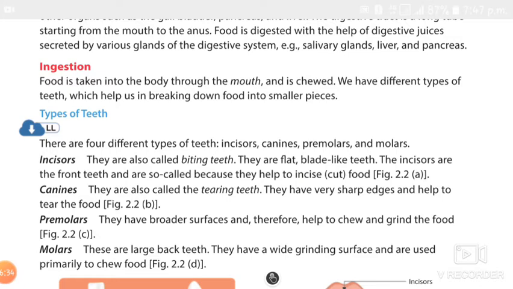Premolars are also called the bicuspid teeth. So what is the use of the premolars? It helps to chew and grind the food. And the fourth type is molars.